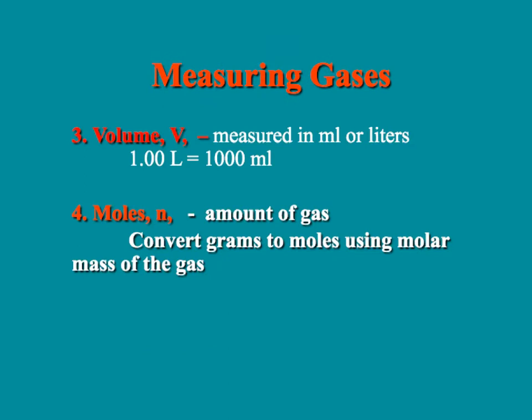The other variable we need is volume, which we usually measure in milliliters or liters, so how much space the gas takes up. And then finally moles, which I know seems a little weird, but it has the unit of n, because small m is used for meters, so n is used for moles. We convert grams to moles using molar mass if we have to. So the only units we'll get here are either grams or moles.